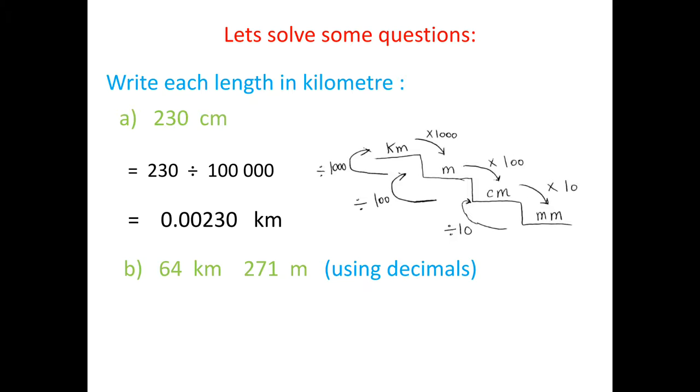In the head of the question, he said, write each length in kilometer. And in question B, I have the 64 are already written in kilometers, but the 271 are written in meters. So all of what I need to convert is only the 271, and I will leave the 64 as it is because it's ready for me. He asked me to convert to kilometers, and the 64 is already written in kilometers. So leave the 64 as it is and think about the 271.